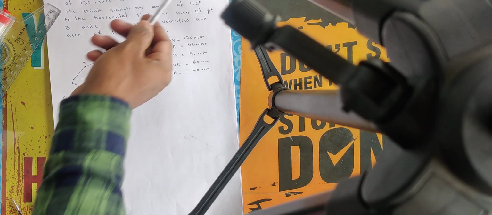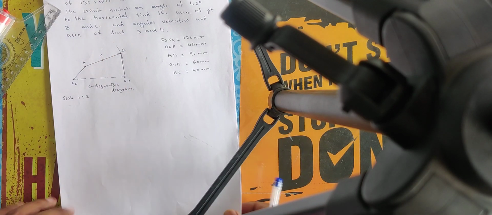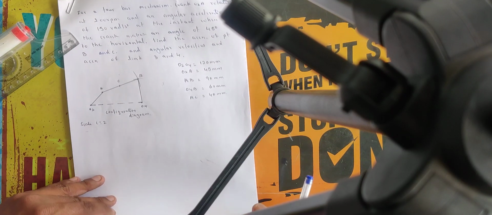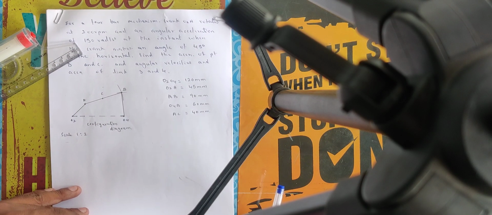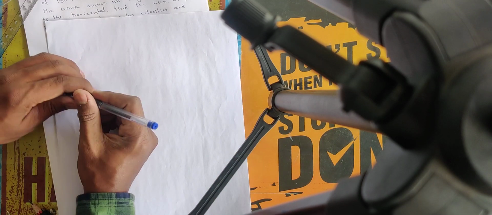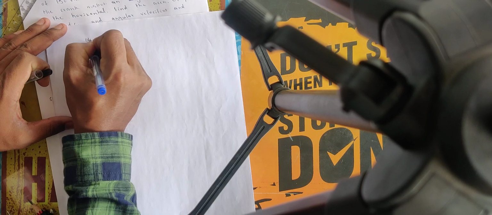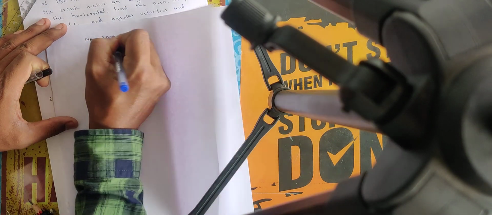I hope it is clear how we have constructed the configuration diagram. Next, we have to calculate the velocity. First, they have given a speed here. If you see from the problem definition, the crank rotates at 200 rpm, which means we have a value N which is given as 200 rpm.